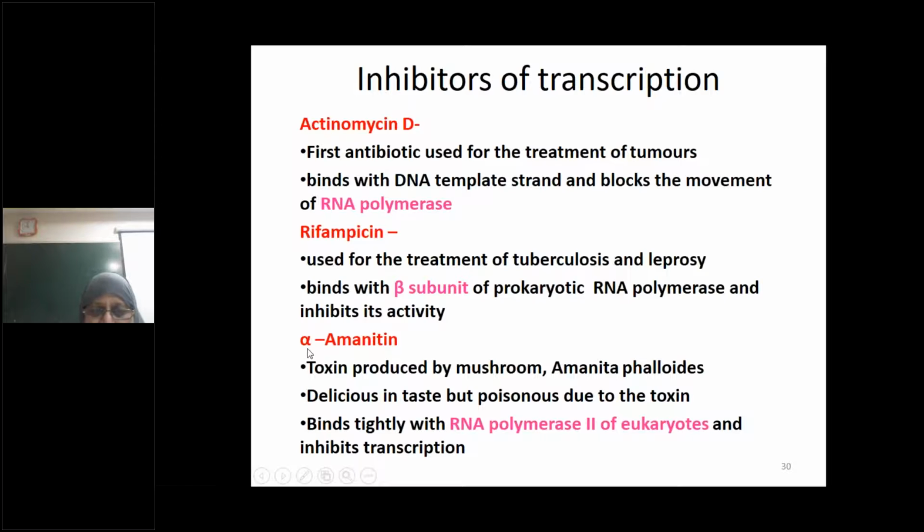Then alpha-amanitin, I have already shown you its effect in association with the three RNA polymerases. This toxin is produced by the mushroom Amanita phalloides. It tastes very good, it's delicious, but poisonous because of the toxin. And we said RNA polymerase II is very sensitive because this toxin binds tightly with this enzyme and inhibits transcription.